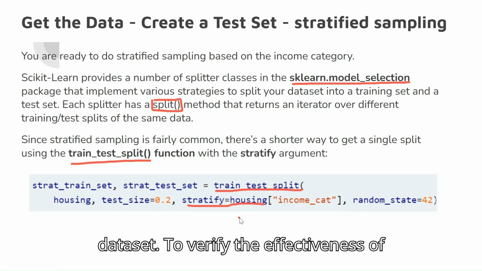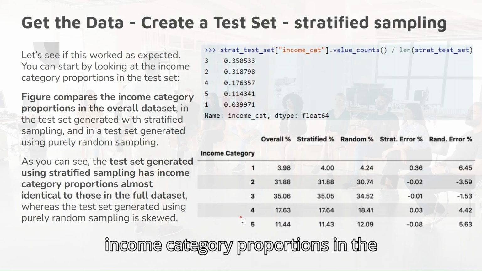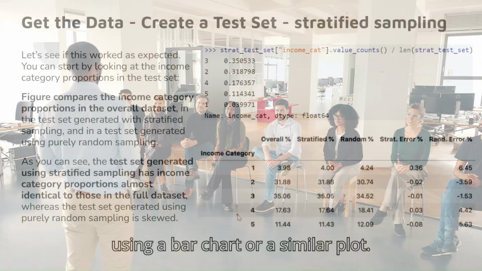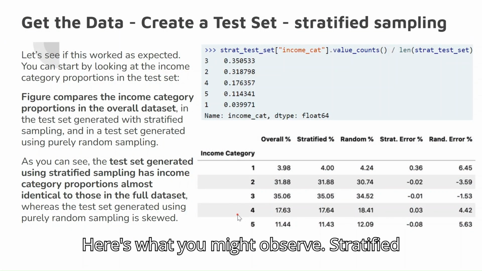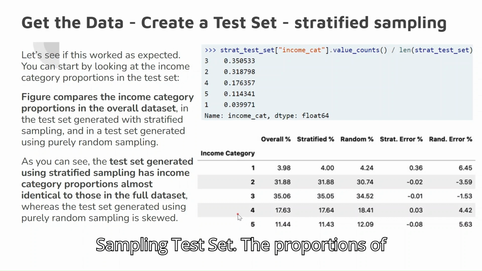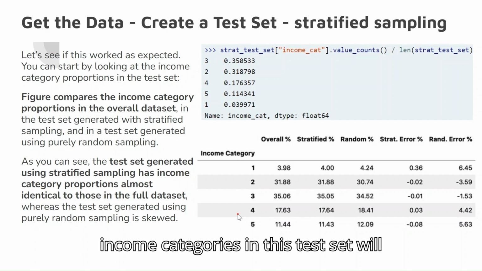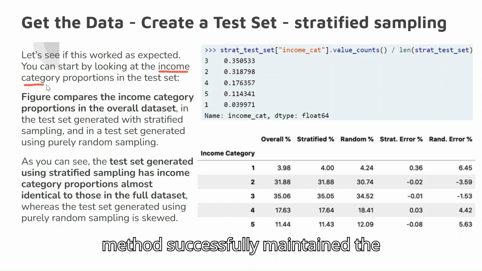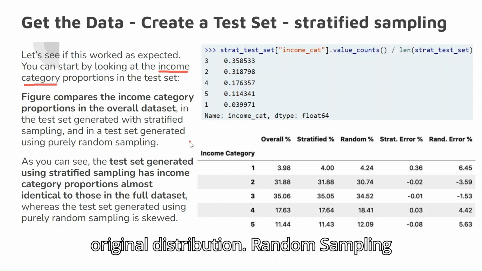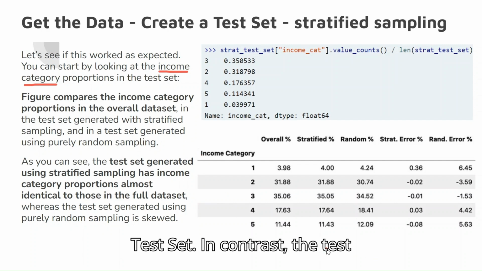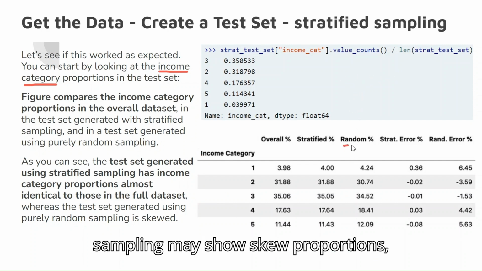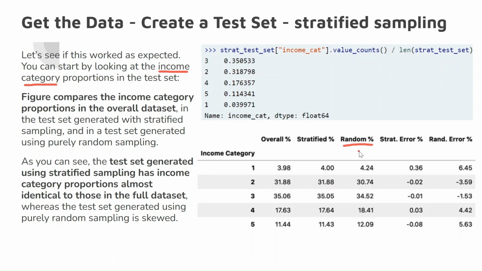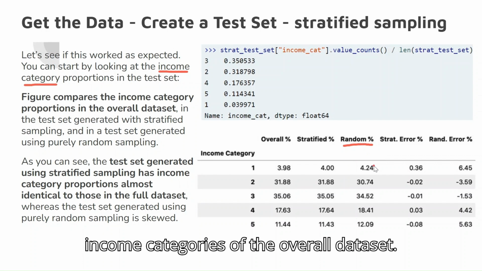To verify the effectiveness of stratified sampling, we can compare the income category proportions in the overall dataset with those in the test set. You can visualize this comparison using a bar chart or similar plot. Here's what you might observe. Stratified sampling test set: the proportions of income categories in this test set will be nearly identical to those in the full dataset. This indicates that the sampling method successfully maintained the original distribution. Random sampling test set: in contrast, the test set generated through purely random sampling may show skewed proportions, failing to accurately represent the income categories of the overall dataset.